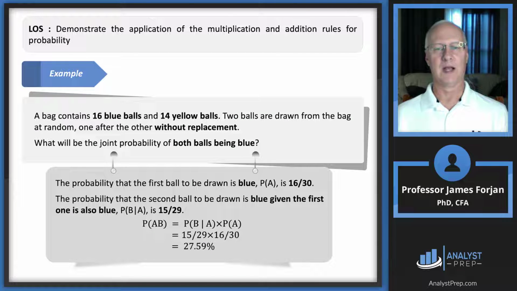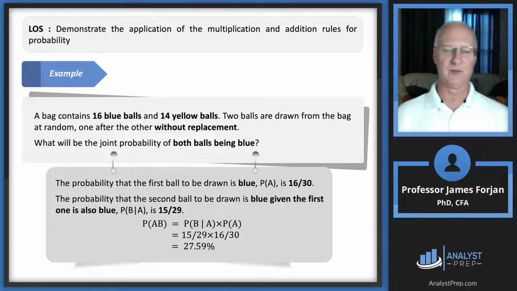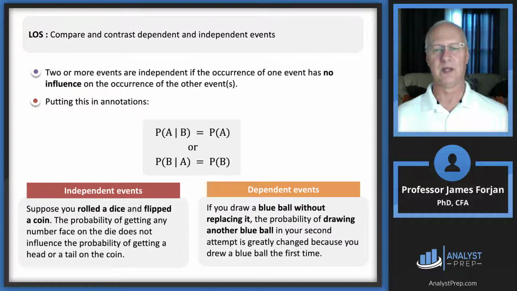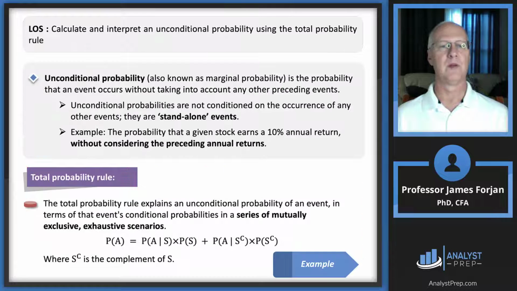I might as well go back. Instead of the 16 out of 30, it becomes 15 out of 29. That should make sense there. Independent events, meaning that if you do something over here, it's not going to have an impact over here, like rolling the dice and flipping a coin. And there's the annotation that we use there in the middle.